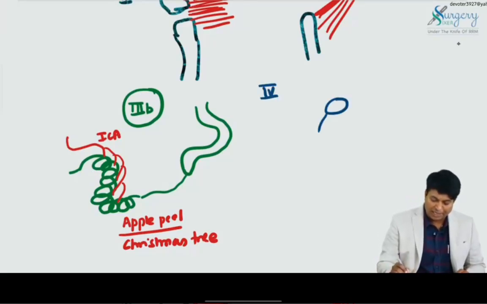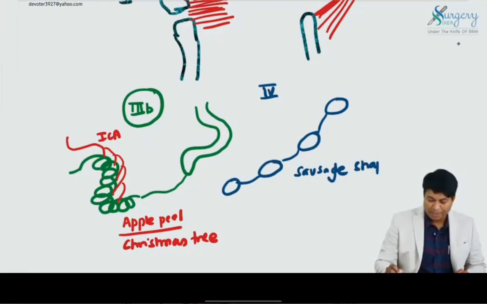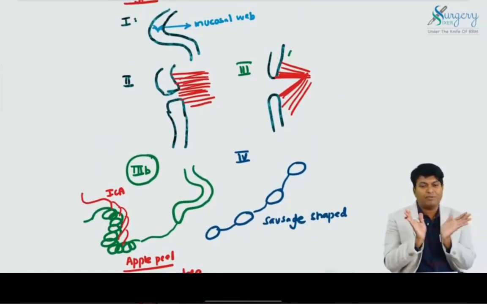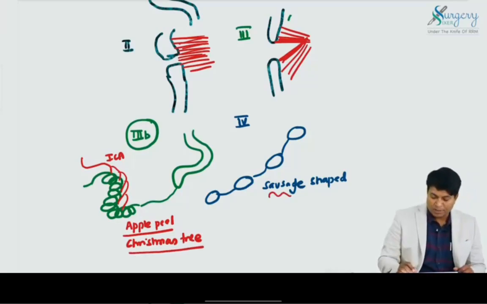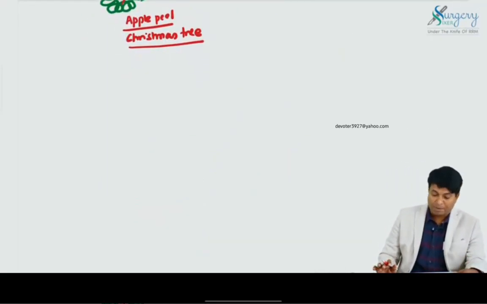Type 4 is when the bubble looks sausage shaped, with multiple atresias. So please don't forget, jejunal atresia: type 1 is a mucosal web, type 2 has an intact mesentery, type 3 has a V-shaped defect, 3B is the apple peel or Christmas tree appearance, and 4 is sausage shaped. Please don't forget these points. In apple peel appearance, the distal bubble receives its blood supply from the ileocolic artery.